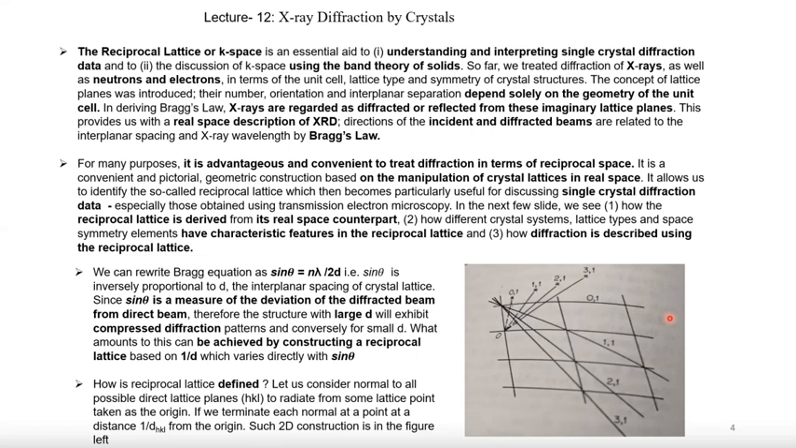So, reciprocal lattice, or it is also called K-space. It is an essential aid. What sort of essential aid? Understanding and interpreting single crystal diffraction data. So reciprocal lattice, we need it for interpreting or reducing single crystal X-ray data.